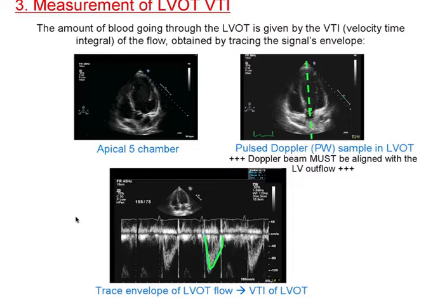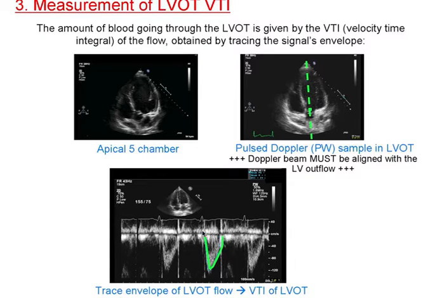Once we have the left ventricular outflow tract area, then what we're going to need to do is get the velocity time integral, or it's the amount of blood going through the left ventricular outflow tract, which is given by this velocity time integral. And so it's the envelope of the flow that's coming all the way through that aortic valve. It's that envelope right there that we need to do a little calculus on, or integral of. And so you line up the pulse wave Doppler signal right over the apical fifth chamber, and then you activate it, and then we get this tracing.